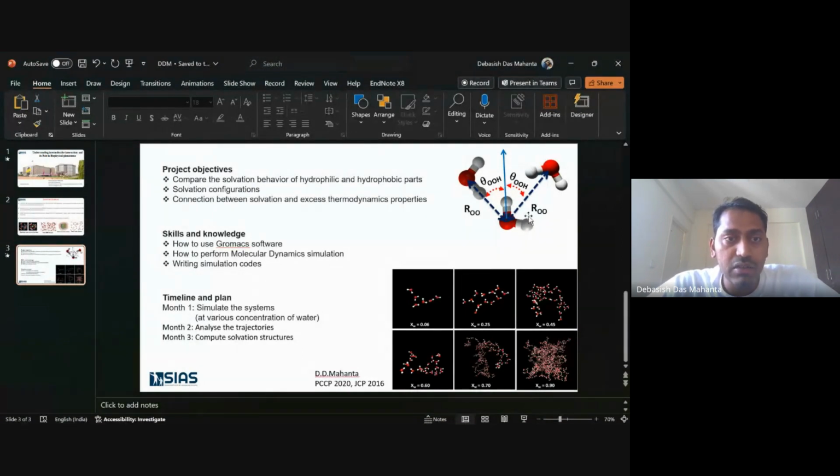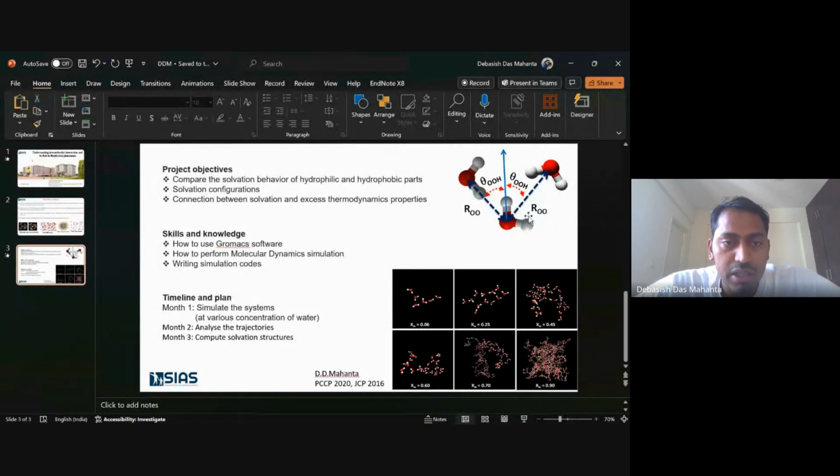I am mainly interested in the solvation configurations, solvation structures. If time permits, we can also do a little bit of solvation dynamics. But mainly we will be interested in solvation structure in this short time period. And we will ask the question: what is the connection between the solvation structure and the excess thermodynamic property? Because thermodynamics actually governs all this phase separation and the biologically relevant things. So we will ask what the connections are between the solvation and the thermodynamics of the solution.